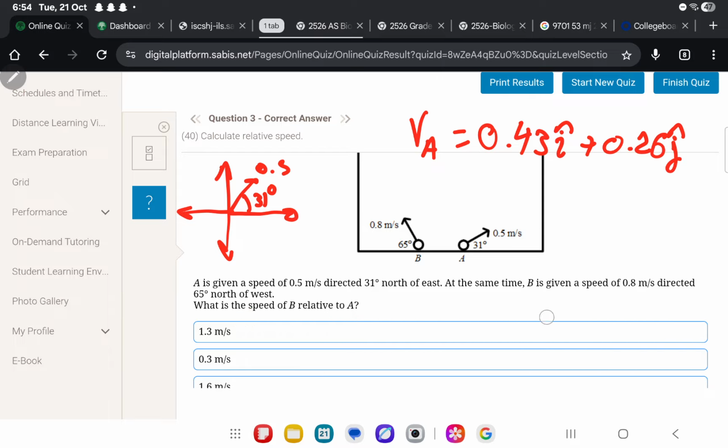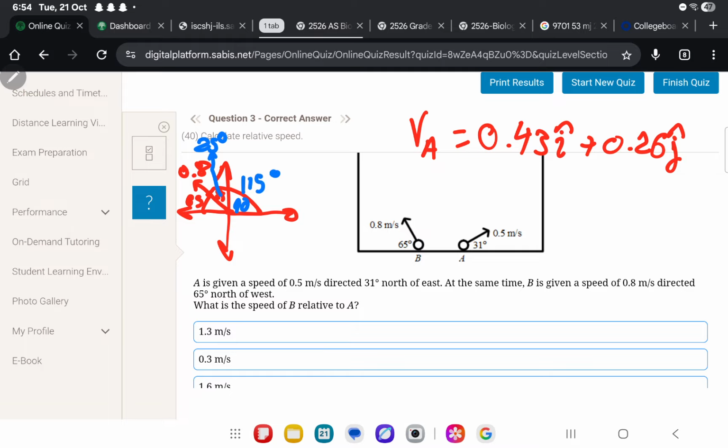For B, let's draw it now. B is like this, 65 degrees, 0.8. But we need the angle from here. So what's this going to be? 90 minus 65. This here is 25 degrees, right? This angle is 25 degrees. Okay, this is 90. 90 plus 25, 115. So this whole angle is 115 degrees.